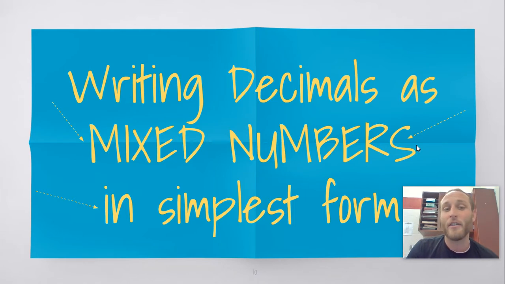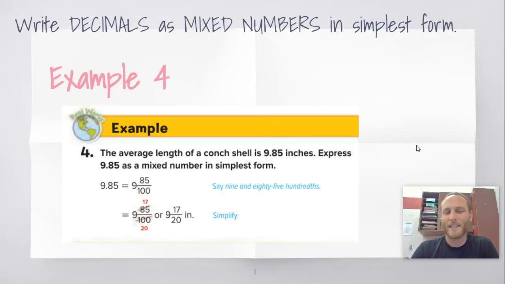All right, now let's talk about writing decimals as mixed numbers in simplest form. This one gets a little tricky, but don't overthink it because we're just going to focus on the fraction part of it. So in this example, it says the average length of a conch shell is 9.85 inches or 9 and 85 hundredths of an inch. Express 9.85 as a mixed number in simplest form.